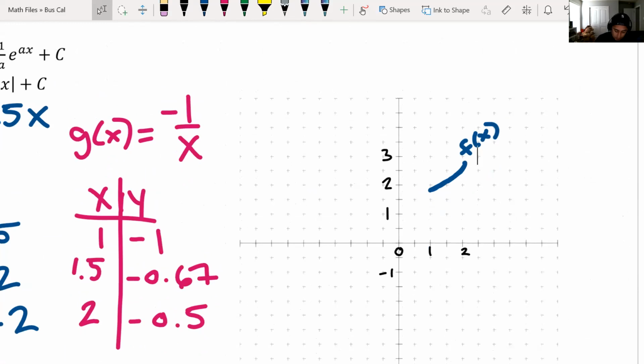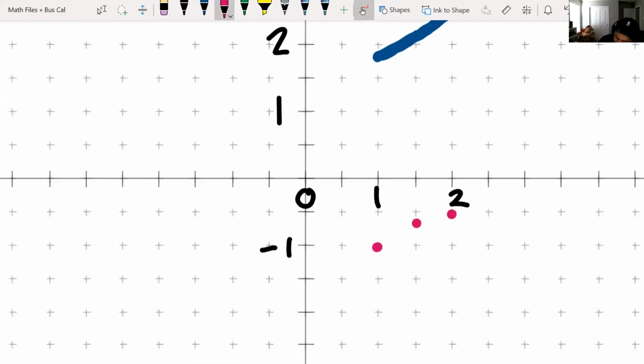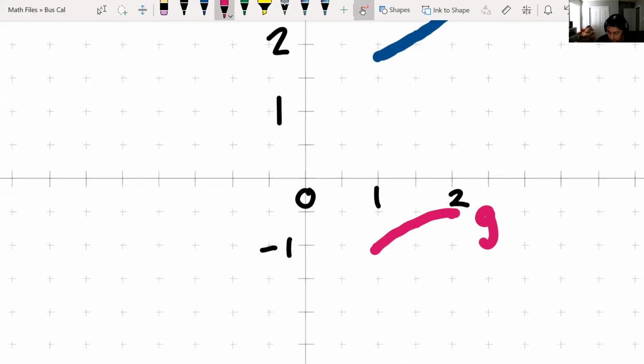Okay. And then g of x is 1 and -1. So down here, 1, -1, 1.5 and -0.67. So probably right here, I'd put it. And then 2 and -0.5. So right there. So again, -1 over x is also a nice little curve that looks like this. This is g of x.